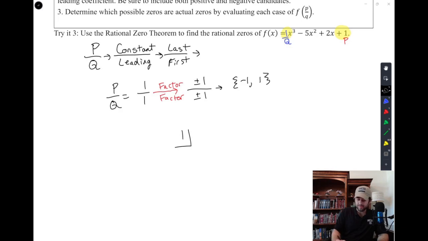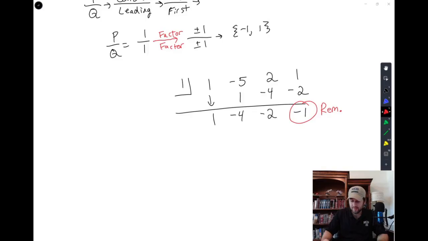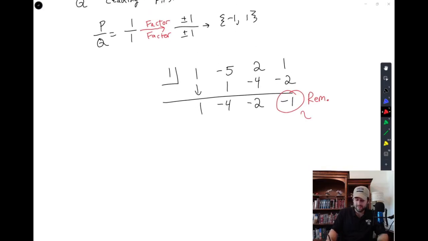And we're going to say our coefficients are 1, -5, 2, and 1. Drop it down, 1. So 1 times 1 is 1, -5 is -4, times 1 is -4 still, -2 if you add that together. -2 times 1 is -2, and we get a remainder of -1. And because that remainder is not 0, that means x equals 1 is not a 0.